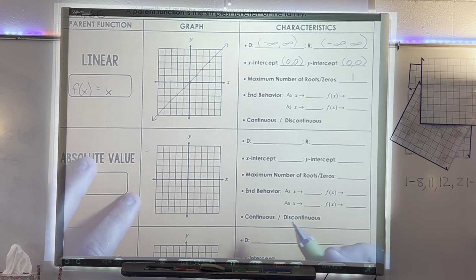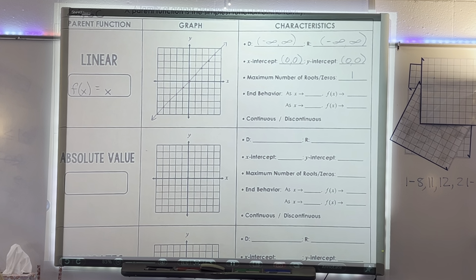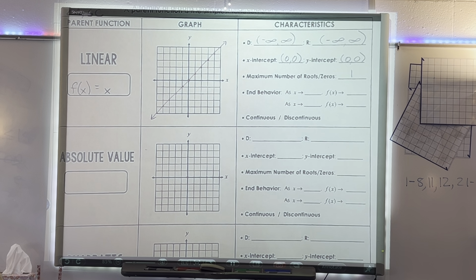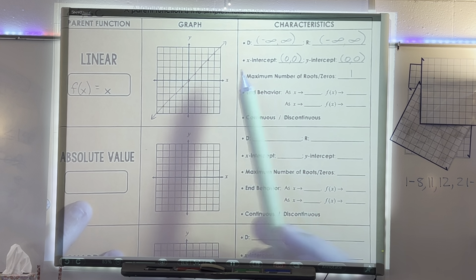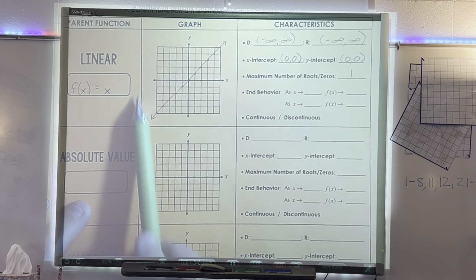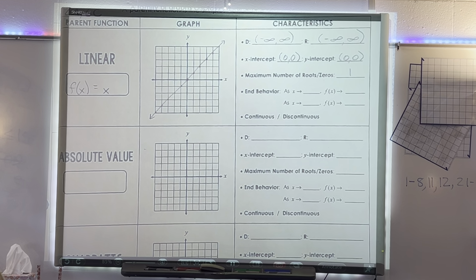All right, the end behavior, this is the stuff that's kind of new, like y'all haven't seen this before. When we look at end behavior, we look at the far right side of the graph and the far left side of the graph. What is the graph doing as I approach the left side or the right side of the graph?